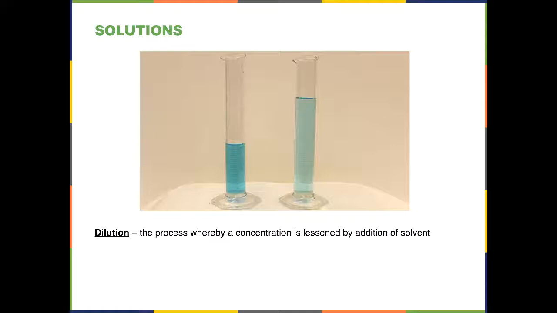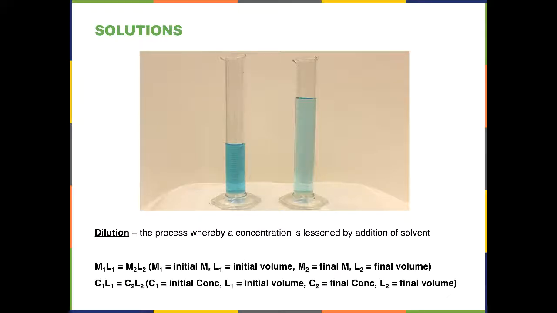Dilution is a process where you decrease the concentration of a solution by adding solvent. This formula that we're showing here shows you how to calculate a new molarity if you're given a certain initial volume and a final volume. So for example, the molarity of a solution times its volume is equal to the new molarity times the new volume. If you look at left versus right, the molarity of the graduated cylinder on the left times the volume of that solution is equal to the molarity of the new solution on the right times the volume on the right. You'll notice that the molarity decreases on the right and the volume increases.